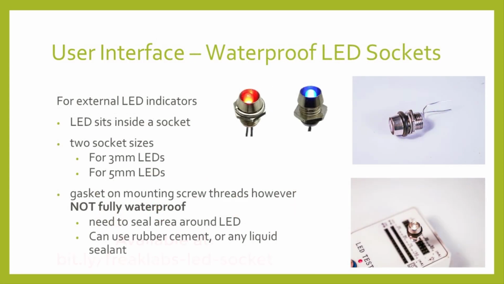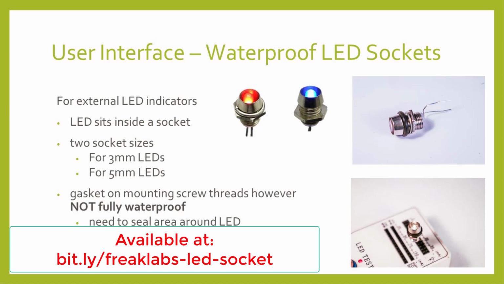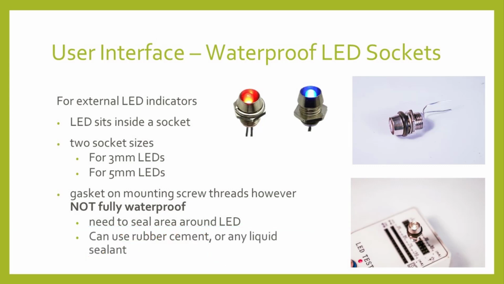If your device has external facing LEDs that need to be waterproofed, you can use what's called LED sockets. Basically, the LED sits within the socket, and the socket size needs to match the LED size, which is usually 3mm or 5mm. LED sockets also contain a gasket for the mounting screw, and need to be internally sealed after the LED is mounted. You can use rubber cement or any liquid sealant to do this.